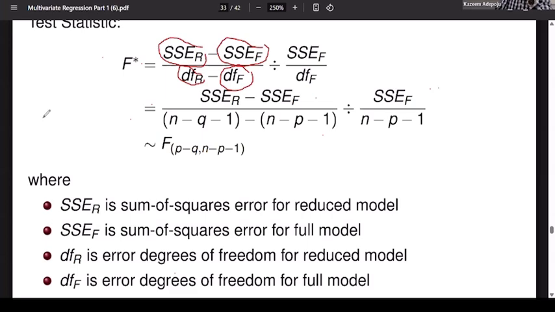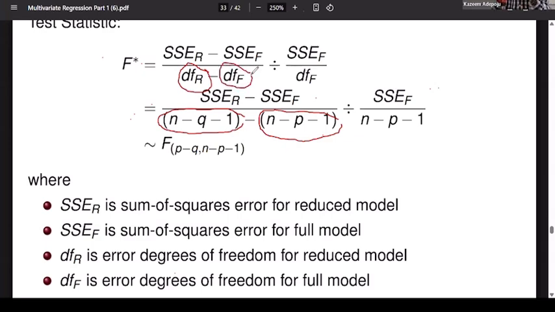I need you to pay attention. All I'm doing here is to tell you this one is the degree of freedom for the reduced model, and this one is the degree of freedom for the full model. When you talk about the full model, the degree of freedom will be n minus p minus 1. When you talk about the reduced model, the degree of freedom will be n minus q minus 1. Please pay attention to that.